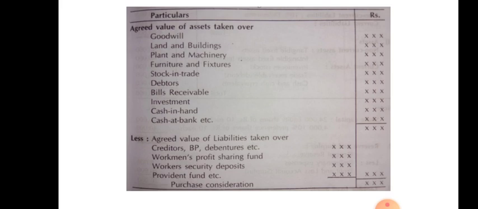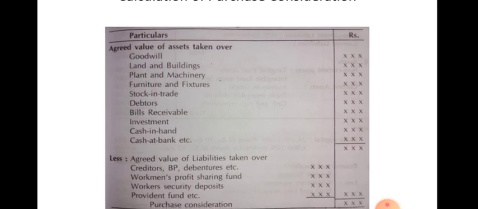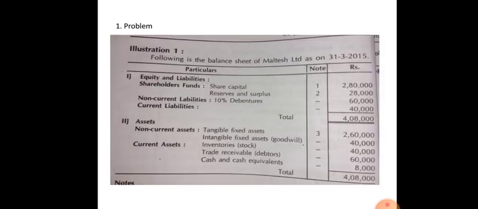So this is problem one. Following is the balance sheet of Maltesh Limited as on 31st March 2015. This is a vertical balance sheet. The first heading is equity and liabilities. Under that, shareholders' funds, share capital, note number one, and the amount is rupees 2,80,000.